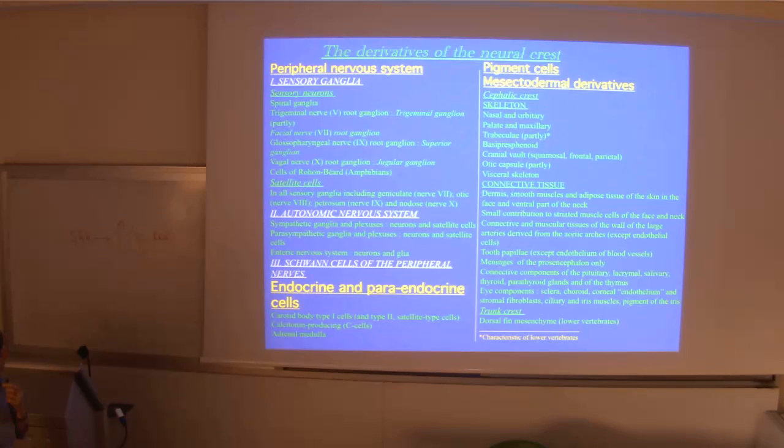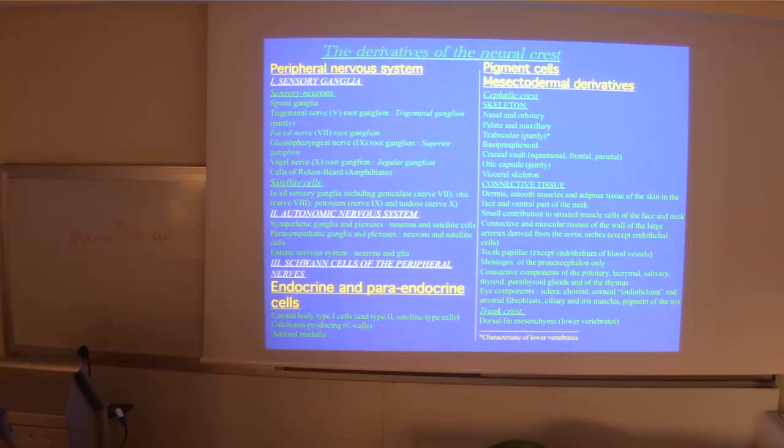Next, endocrine and paraendocrine cells. I'm not going to enter into this field. It's a very interesting field. Many endocrine glands in our body, thyroid, the adrenal gland, come from the crest. And these have a lot of importance in regulation of body functions.